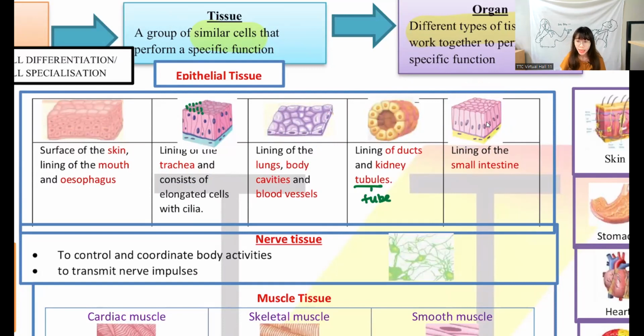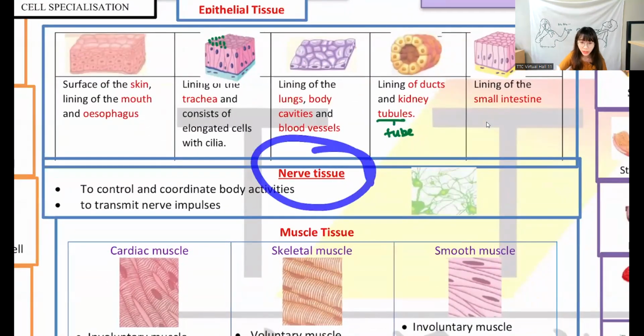This is epithelial tissue. Nerve tissue. What is the function of nerve tissue? Nerve tissue is very important. Why? Because nerve tissue is used to transmit nerve impulses. When you have less nerve tissue, your reaction is slower. So imagine one day you play basketball. If your nerve tissue is very little, right? Someone throws a ball to you, you have no time to dodge the ball. The ball is going to hit your face, okay?